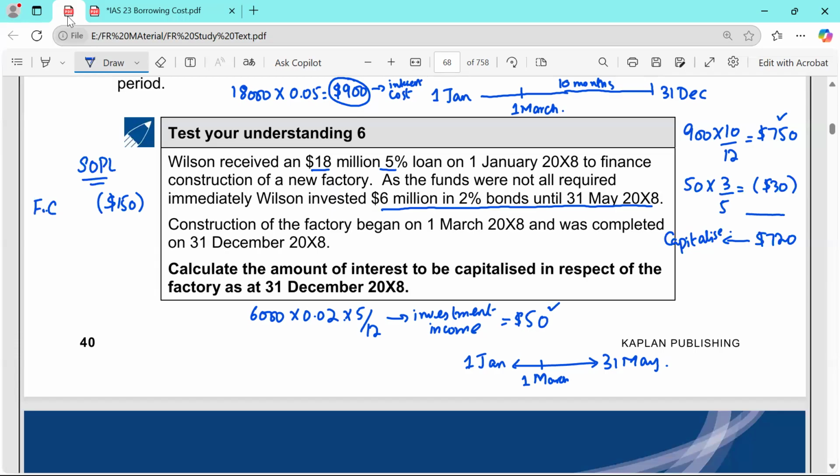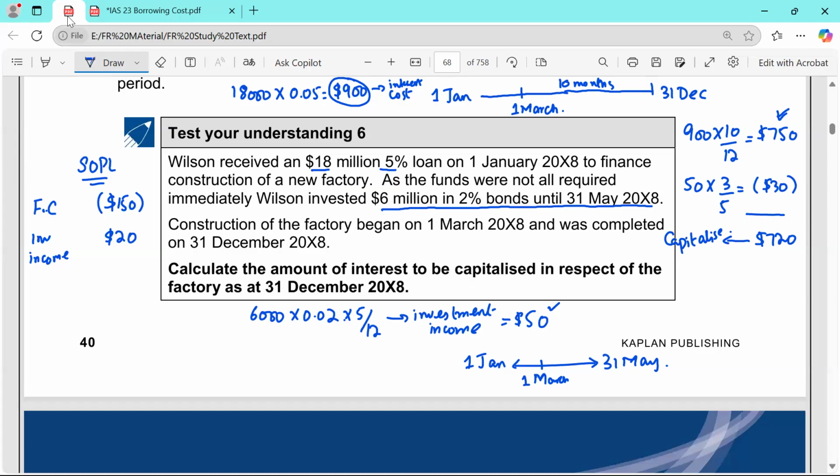Out of the 900, 750 was included in the capitalization calculation. So it means the remaining 150, or you can say the cost of 2 months, you are going to take that to the statement of profit or loss, right? You are going to expense that out. And the investment income, how much you are going to take there? $20. Why? Because out of the 50 that you have earned during this year, 30 you have included in the capitalization calculation. So the remaining 20, you will add that to the statement of profit or loss.